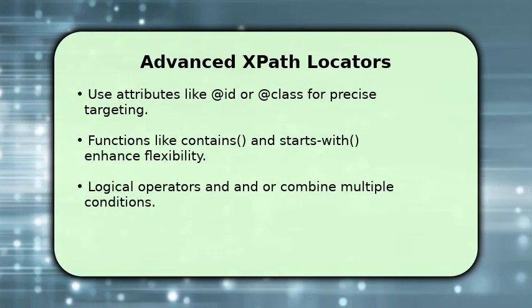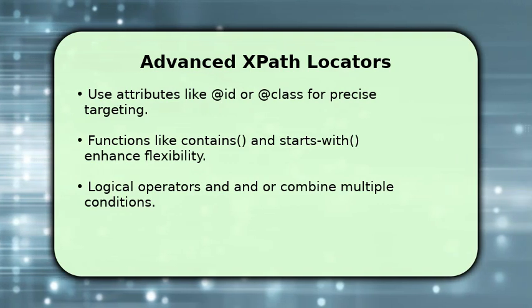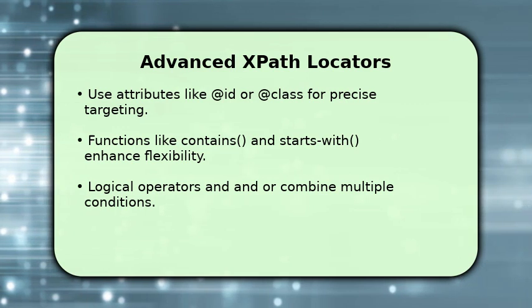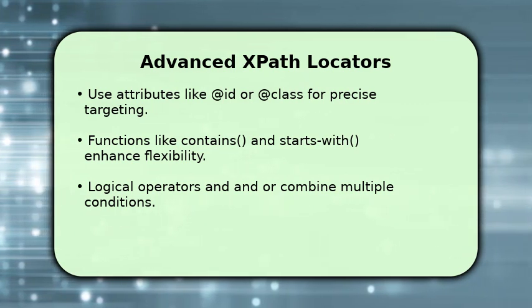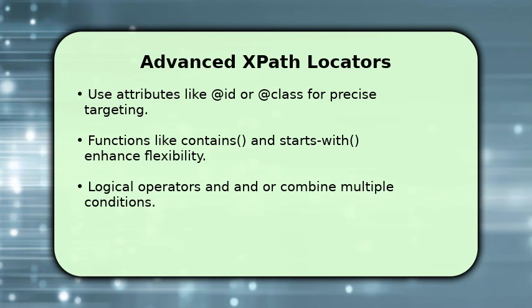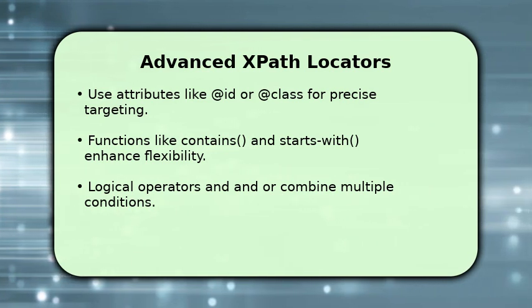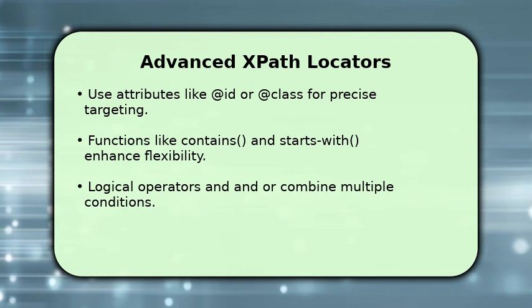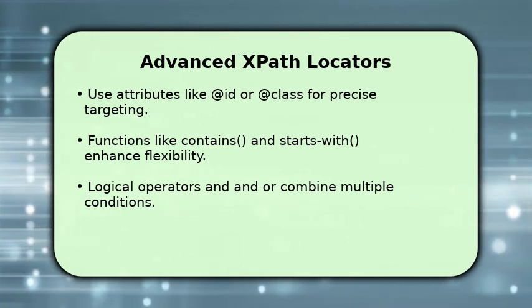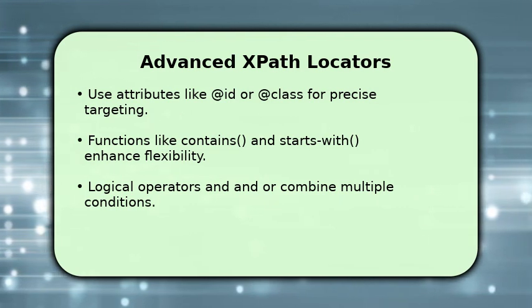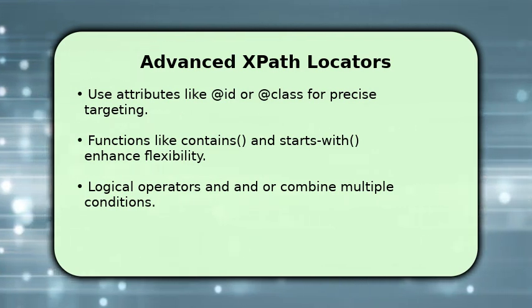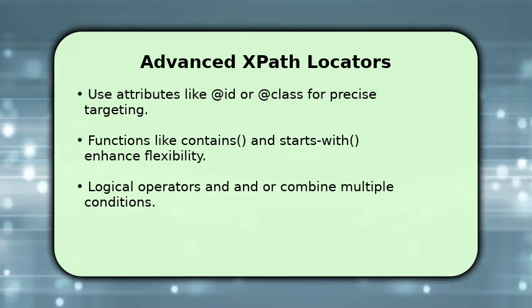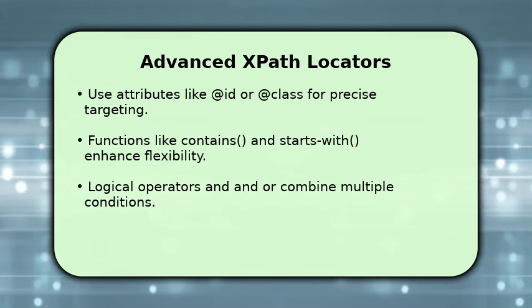Moving beyond the basics, let's explore some advanced XPath techniques that will significantly boost your element locating capabilities. We'll look at using attributes such as @id or @name to pinpoint elements accurately. Discover how functions like contains and starts-with can help you find elements with partial text or attribute values. Furthermore, combining conditions with logical operators like and or or allows for highly specific and robust element selection, making your Selenium scripts more powerful and less prone to errors.